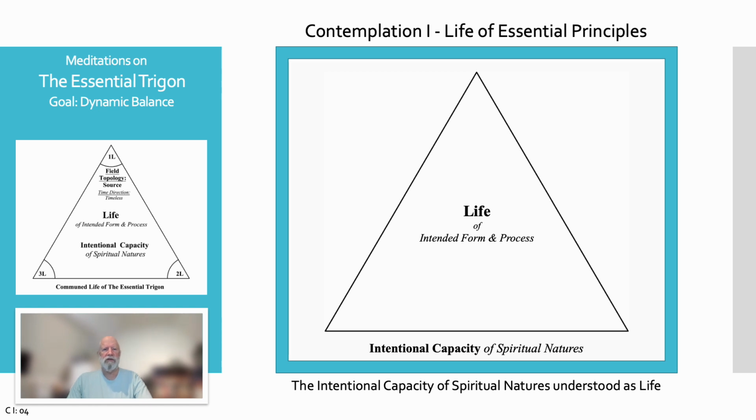In that depiction of the essential trigon, the three boundary capacities that define the trigon have been transferred to each apex area opposite the defining boundary. As a result, the intentional capacity at the base of the trigon on the left subtends and corresponds to the apex at top. As shown, the intentional capacity is a foundation for all life as the sum of the intended forms and processes encountered in our experience. With respect to the field of experience in which this occurs, we note that life is the source of this field, which is timeless.